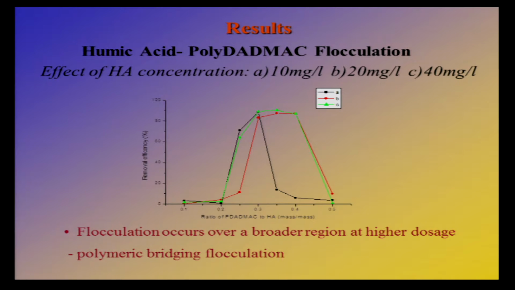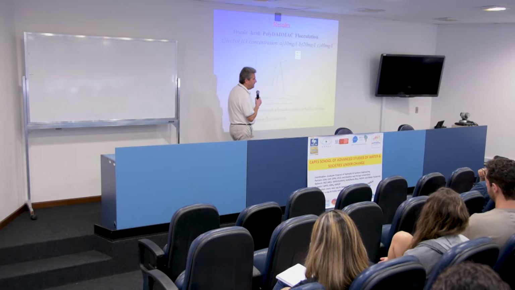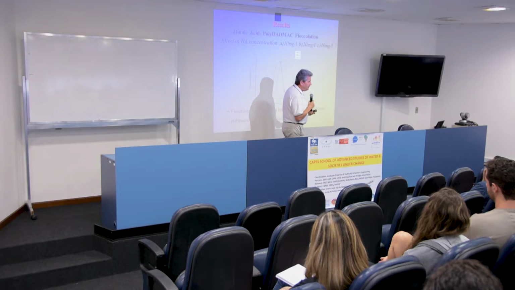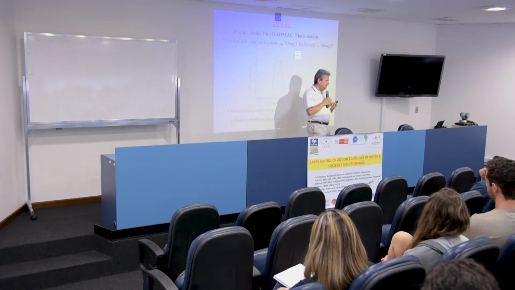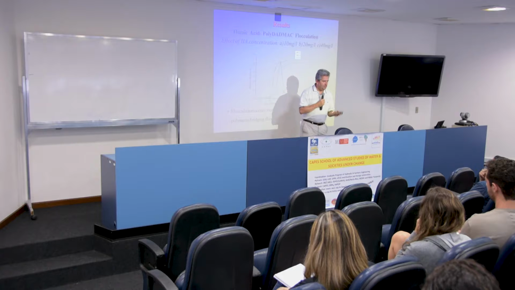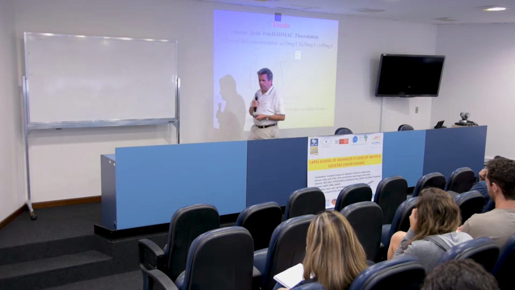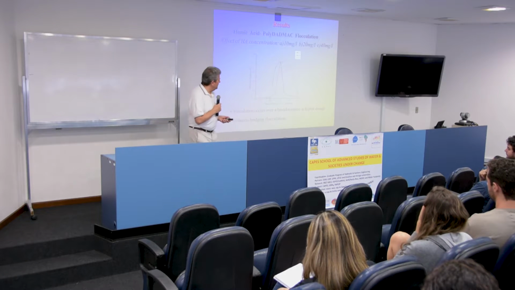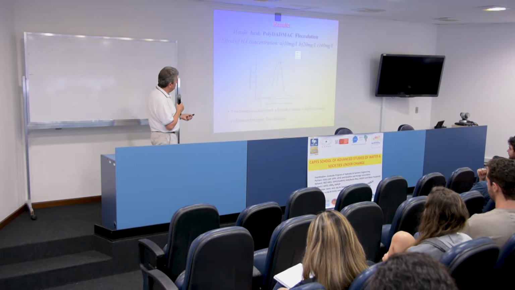Now remember, this flocculation occurs by polymeric bridging, but certainly for higher humic acid concentrations, this curve is wider, and that means it's less sensitive to the choice of ratio. So in other words, the system is more robust. And it's always good to have a process that's robust because it works well under different conditions. A process that's very sensitive is very easy to break, and we want it to be robust. So it suggests that we should run at these higher concentrations.